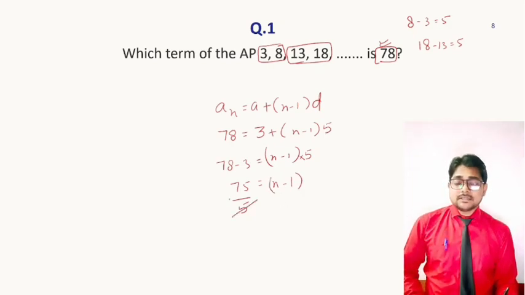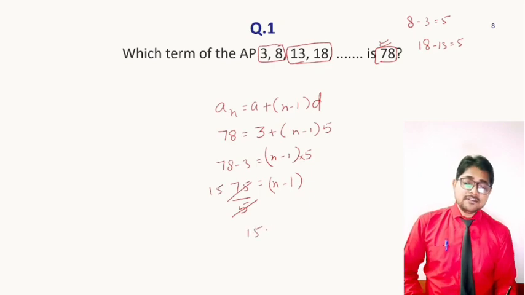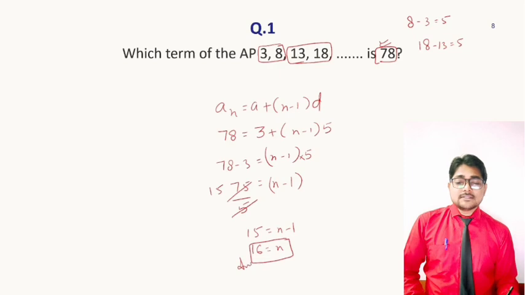So 75 divided by 5 is 15, so you get the result 15 equals n minus 1. Again, this minus 1, if you push it to the other side, gets added and your result becomes 16. So this is your answer. N equals 16. 78 is at the 16th position in this AP.